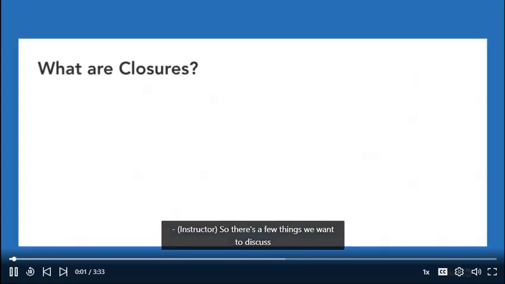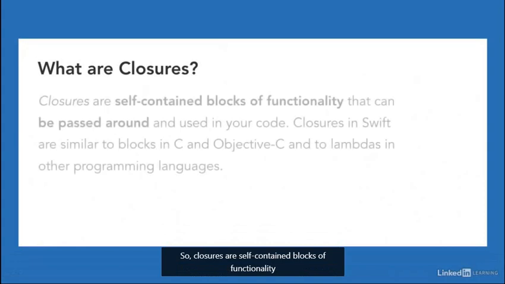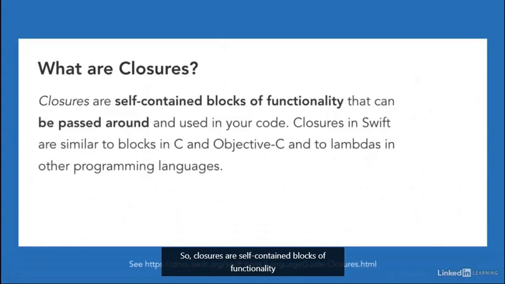So there's a few things we want to discuss before we dive into the higher order functions. The first thing we need to talk about are what are closures? You may be familiar with closures, but we need to really break it down. So closures are self-contained blocks of functionality that can be passed around and used in your code. Closures in Swift are similar to blocks in C and Objective-C, and to lambdas in other programming languages. But the takeaway here is they're self-contained blocks of functionality and they can be passed around.